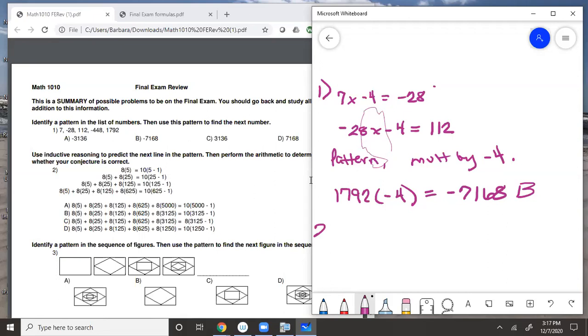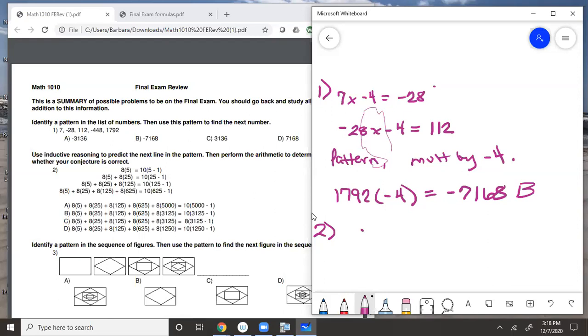And number 2, use inductive reasoning to predict the next line in the pattern, then perform the arithmetic to determine whether your conjecture is correct. So let's take a look at these lines here. We are multiplying 8 times 5, and then 8 times 5 plus 8 times 25. It looks like we're going in multiples of 5: 5, 25, 125, right?